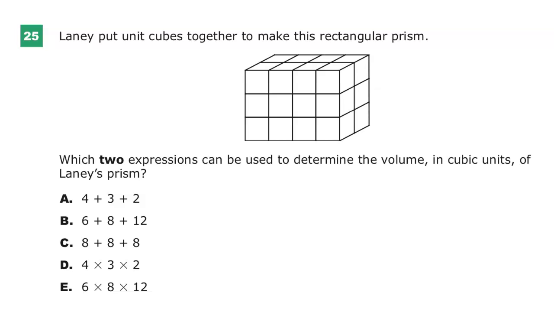Laney put unit cubes together to make this rectangular prism. See this front section here is a rectangle? And it's three-dimensional without a point, so it's a prism. Which two expressions can be used to determine the volume in cubic units of her prism?